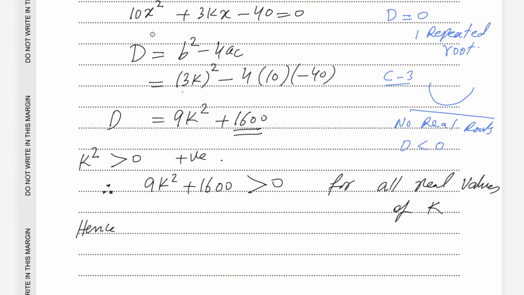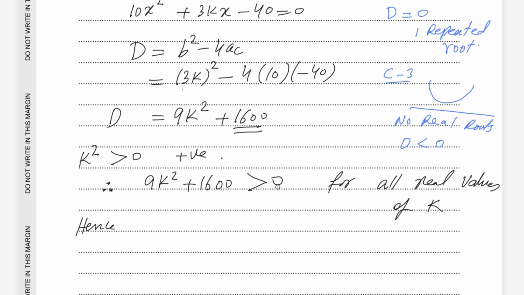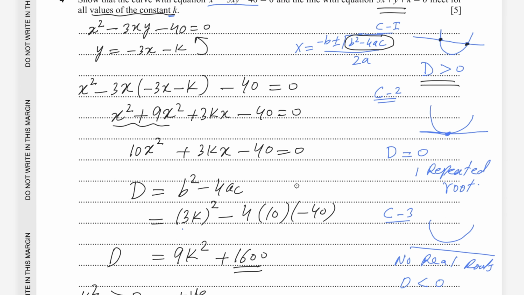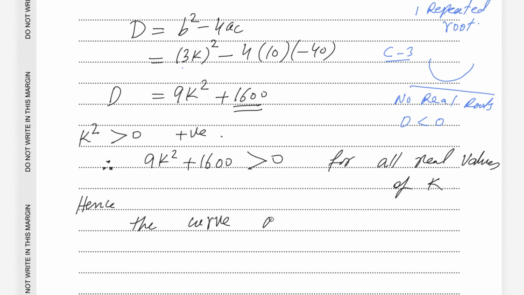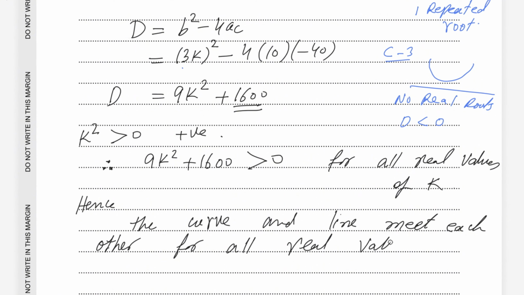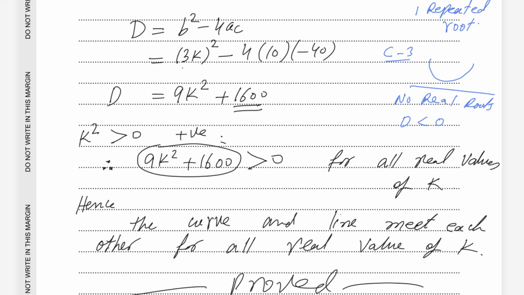We already proved that discriminant is greater than 0. Greater than 0 means the curve and line will meet, for sure it will meet at two different points. Hence the curve and line meet each other for all real values of k. Hence proved. So we proved the result.